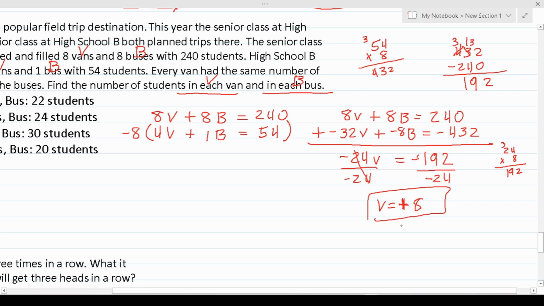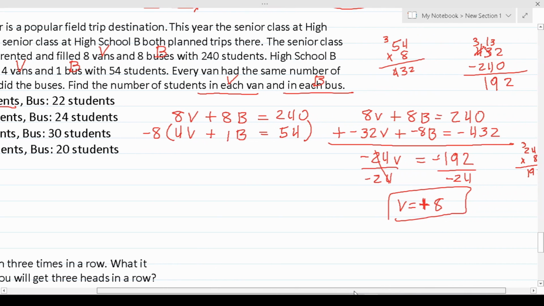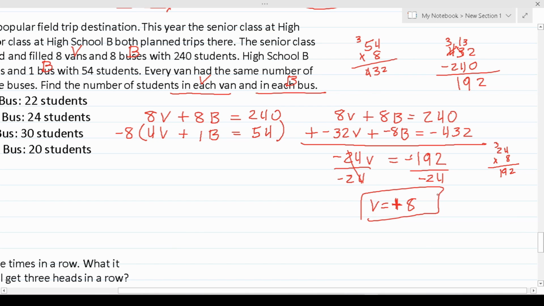That is to say, each van can hold 8 students. Let's take a look at our answer choices. Only one of those has 8 students per van, so we know the correct answer is A. That said, let's keep working this out. Once you get to this point and you've solved for one of the variables, the only other thing you have to do is to take this amount and plug it into one of the original equations. Again, here are the original equations right here. And I'm going to plug it into this bottom one since it's a little easier to work with.